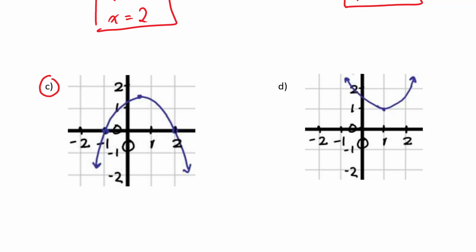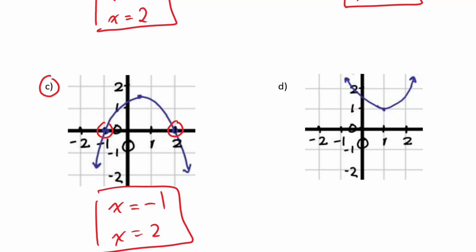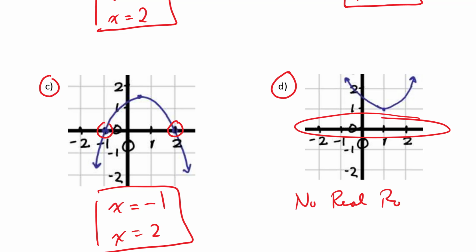Let's examine C. For C, we flip that graph upside down, but we still have two solutions: negative 1 and positive 2. What about D? What are our x-intercepts here? Notice it comes nowhere near the x-axis. So what do we say here? We say this has no real roots.